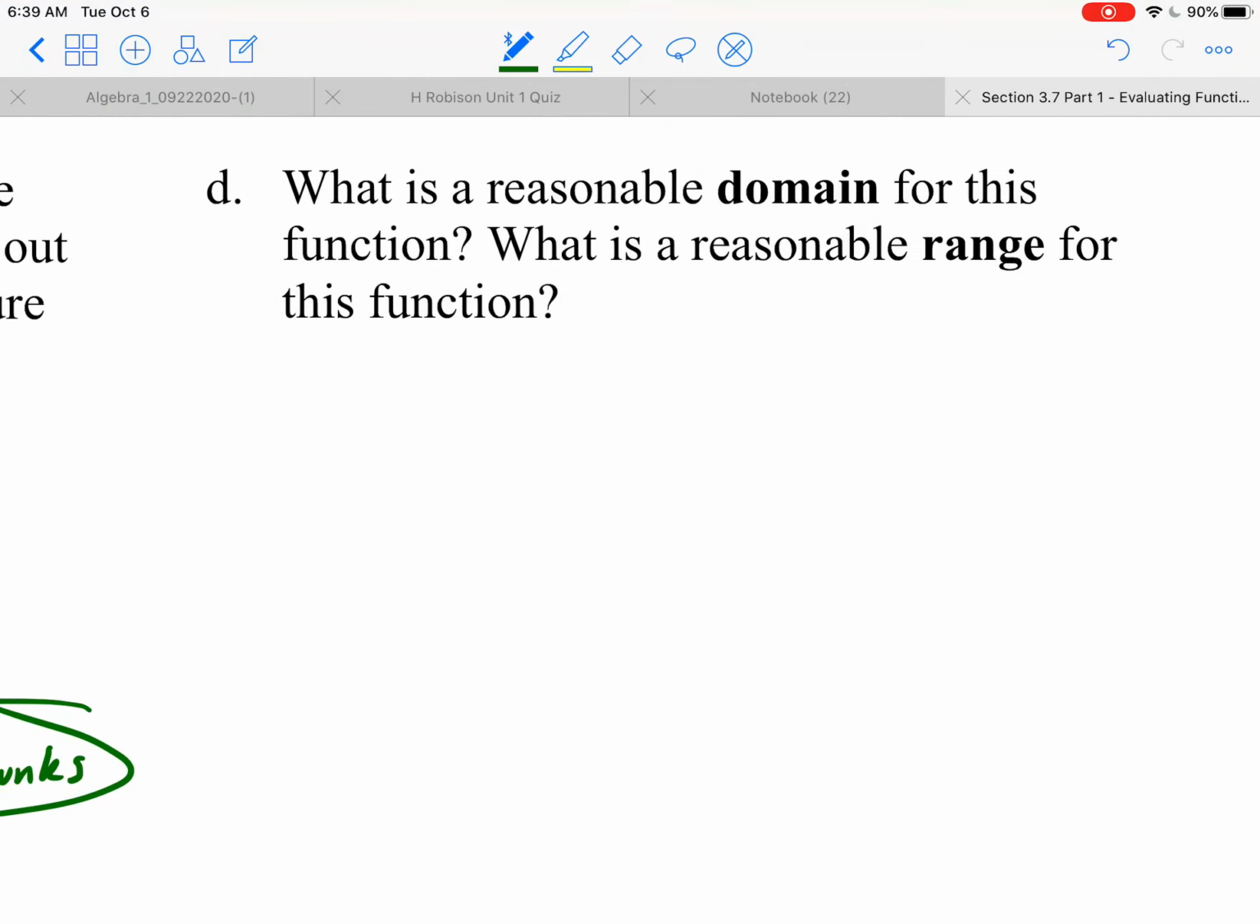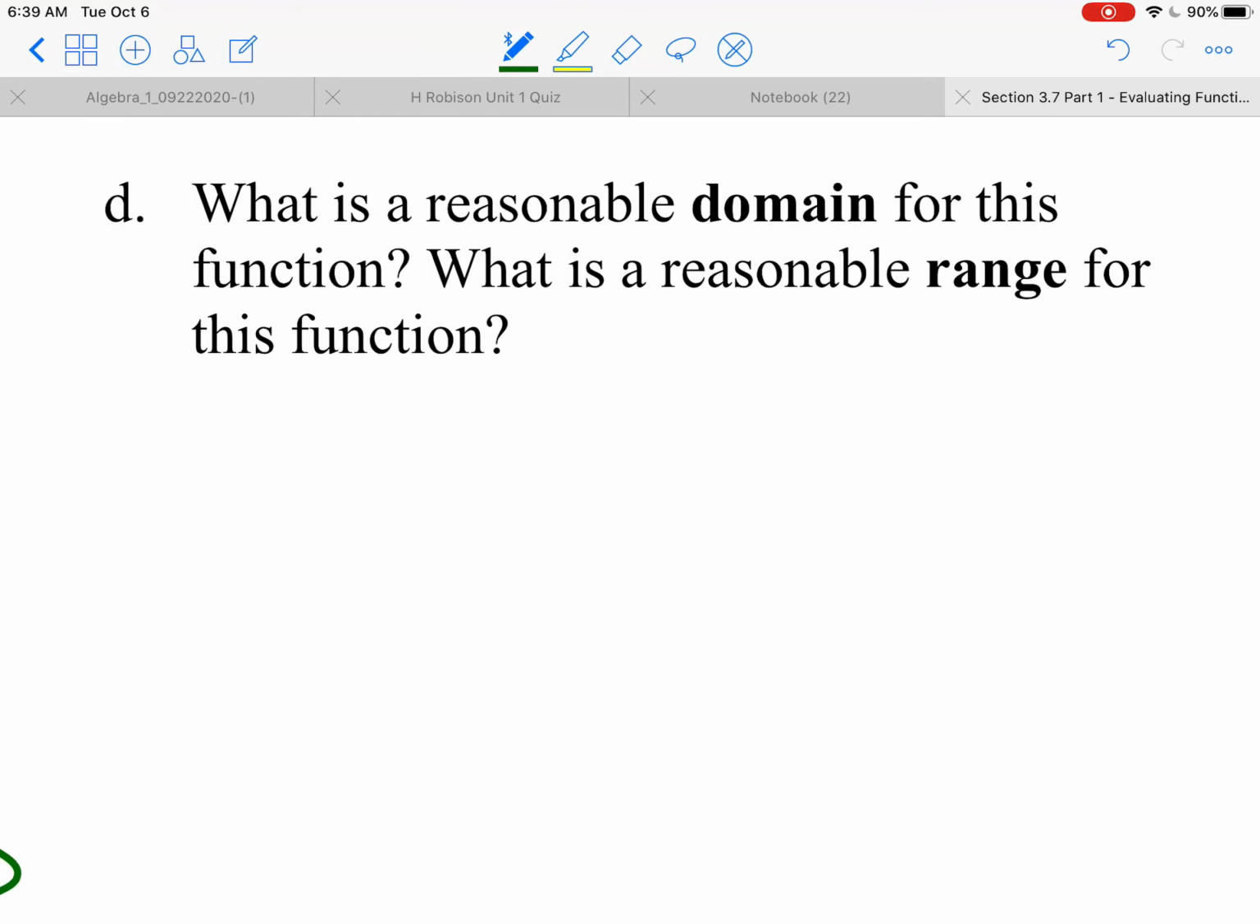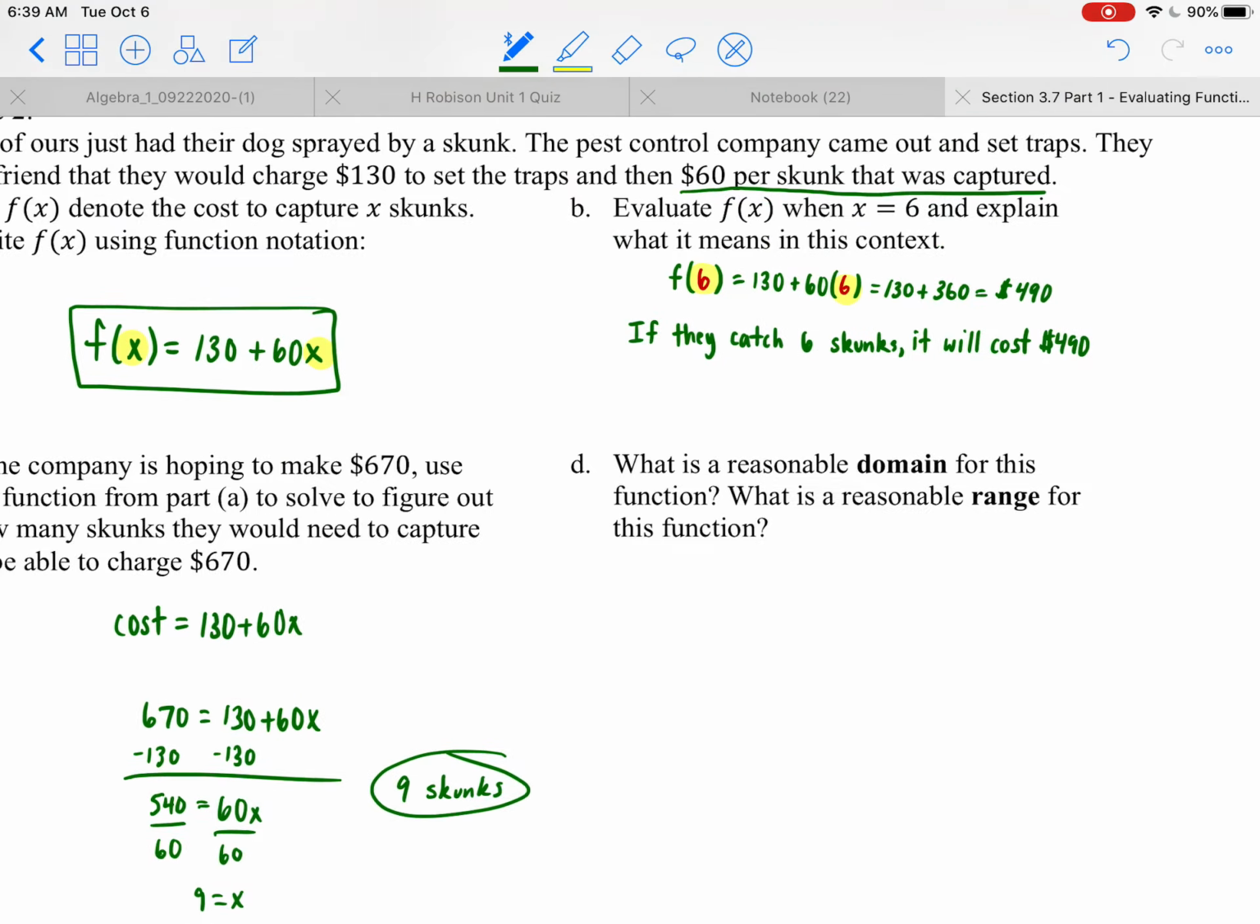Okay? All right. What's a reasonable domain for this function? And then what's a reasonable range for this function? Again, so what is the domain?